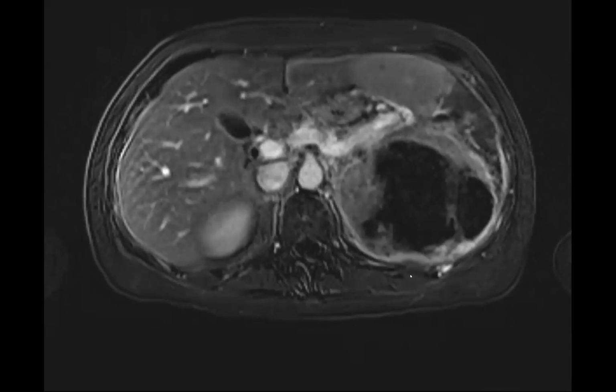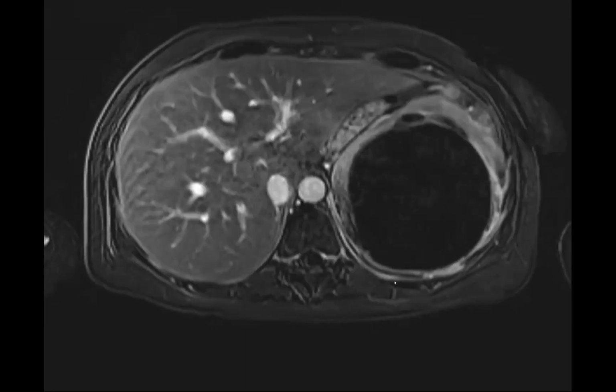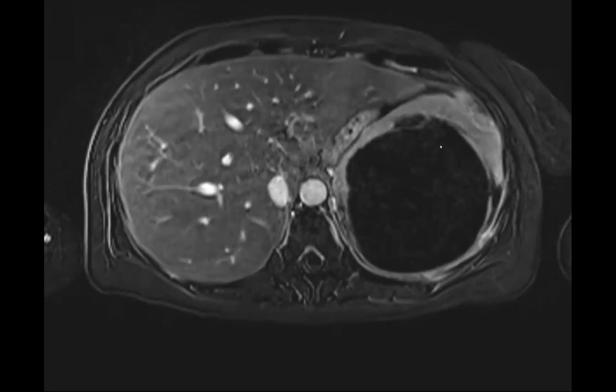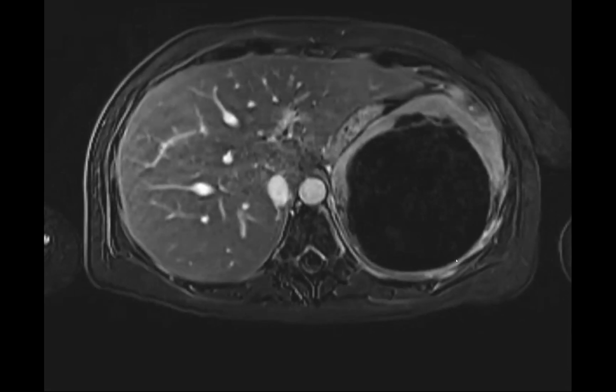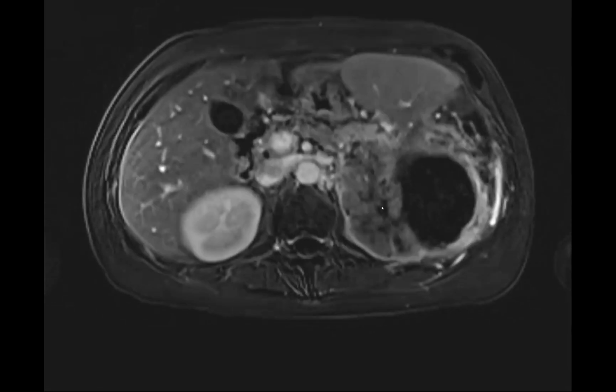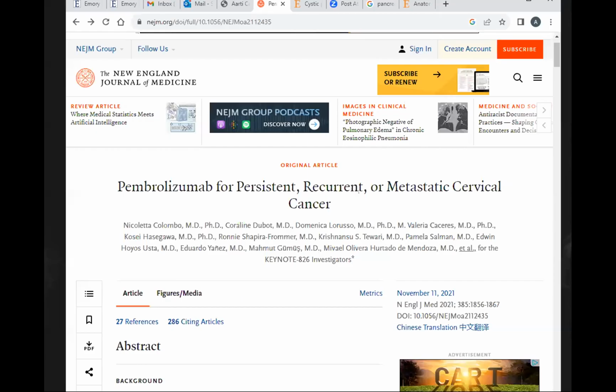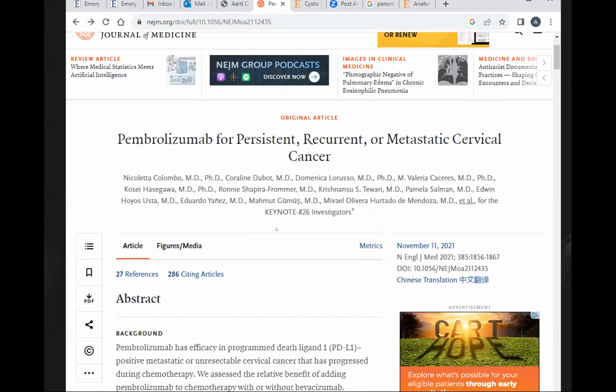So anyway, interesting case. We followed it for months, and we thought it was an abscess. First we thought it could be a really aggressive met. Then we thought, okay, it could be an abscess because they aspirated it, and then it turned out to be a big met. And then I wanted to point this out. They tested this for PD-L1, and it came back with high levels of PD-L1. And I just want to show you that this was from New England Journal in 2021, that a lot of cervical cancers actually express PD-L1.